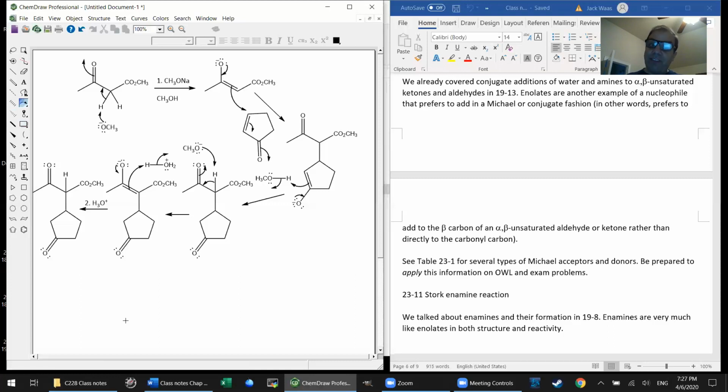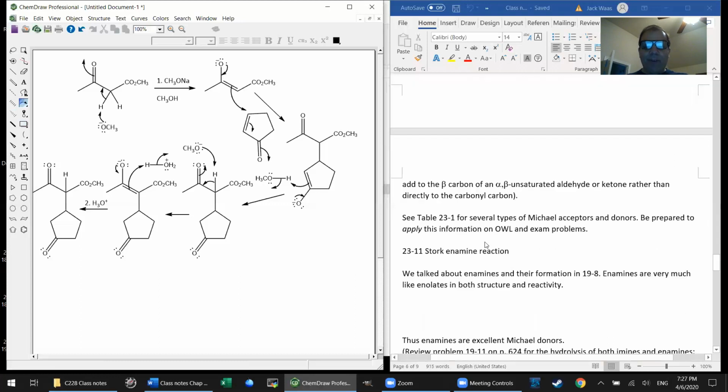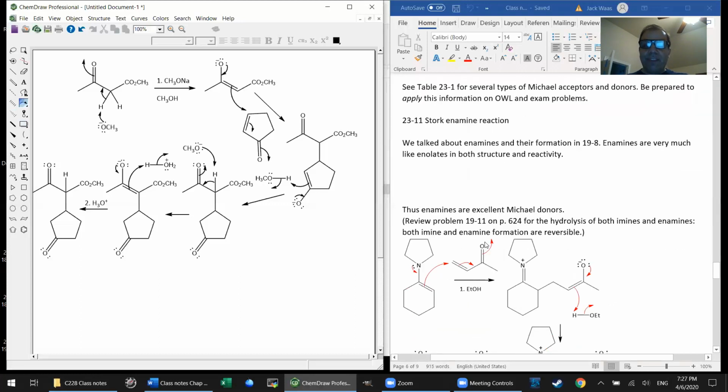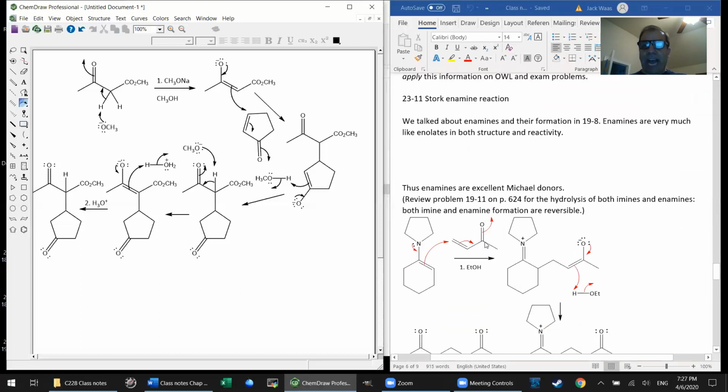So this is an example of a conjugate addition of an enolate. Enolates are a nucleophile that prefer to add in this fashion, just like we covered back in chapter 19. So please do go back and review that if you need to. A variant in all of this is the Stork Enamine reaction. And we talked about enamines also back in chapter 19, named after Nobel Prize-winning organic chemist Gilbert Stork.